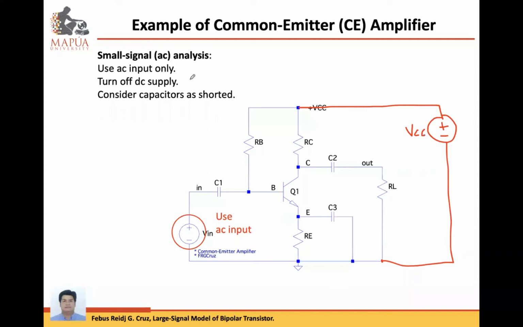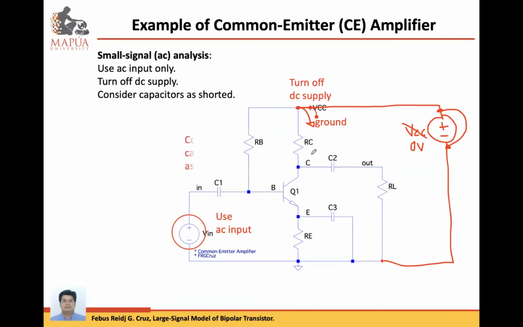So when we turn off the DC supply, since this is a voltage source, we are going to short the voltage source to set the VCC equal to 0 volt. And when we do that, this node will be connected to ground. So effectively grounded na to. Alright, nasundan ba? Yes, sir. Alright, so yun yung ibig sabihin nun.